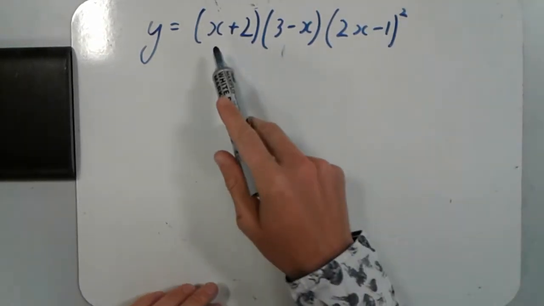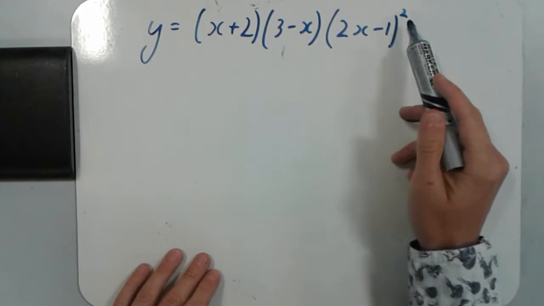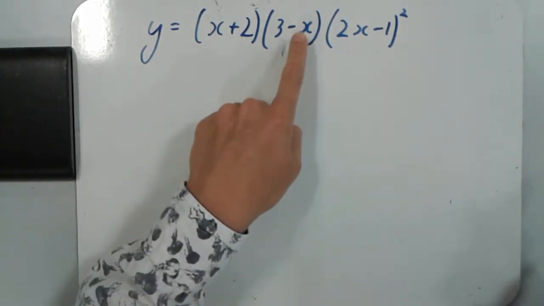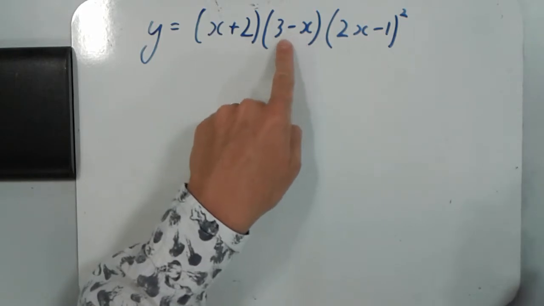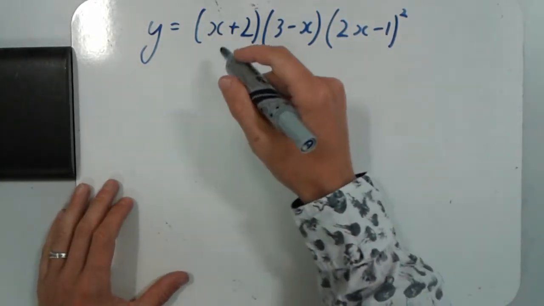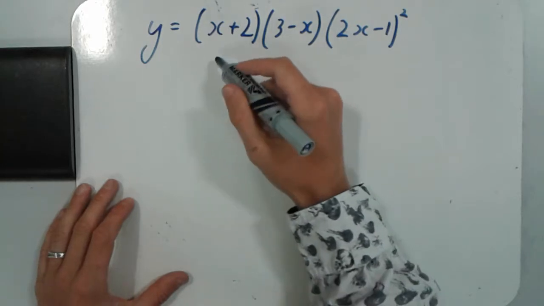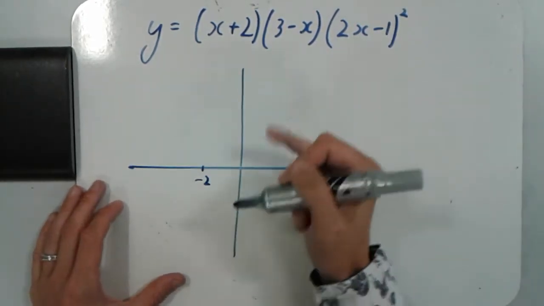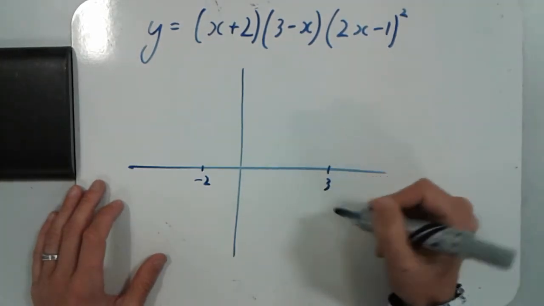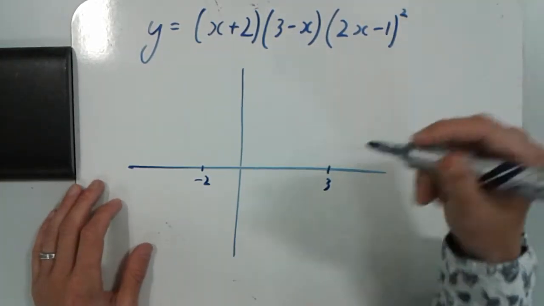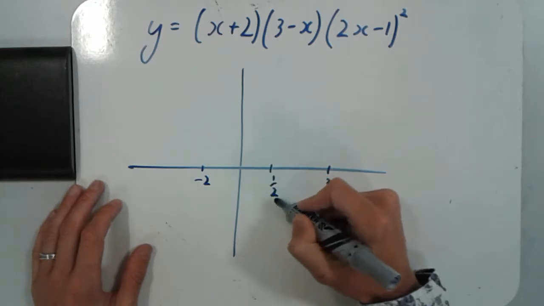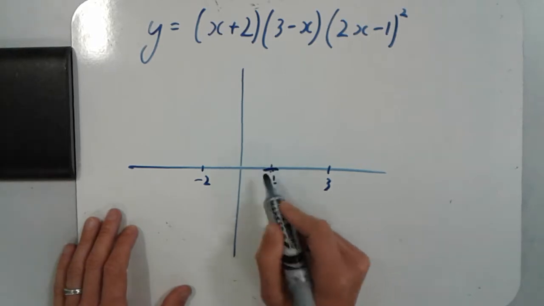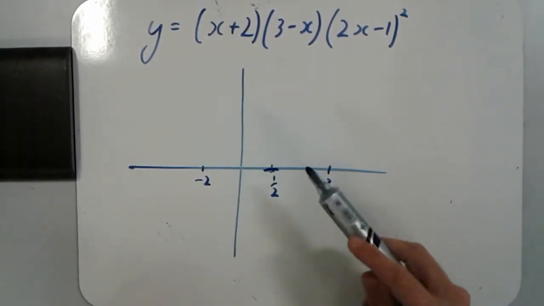So again, we've got a quartic because it's cubed. Notice, however, here that it's going to be a negative quartic because one of our x terms is negative. So again, we're going to look at the roots. We've got x plus 2, one root at -2, one root at +3, and then this one is going to have a root at 1/2. And that will be our repeated root. Maybe you just want to draw a little line there to remind you not to pass through.